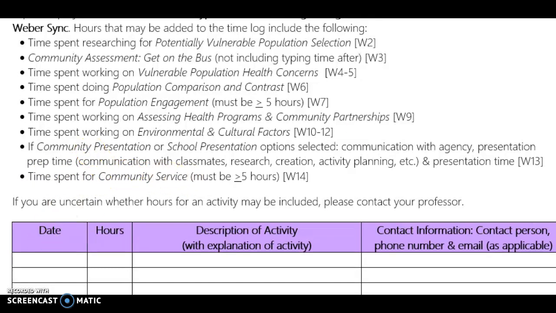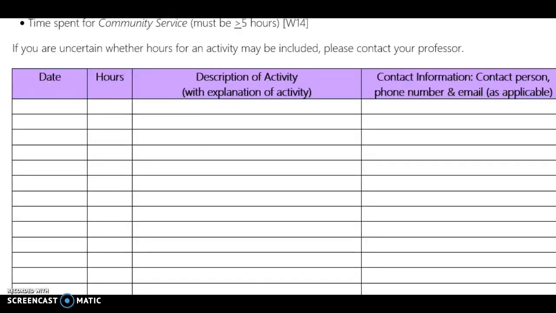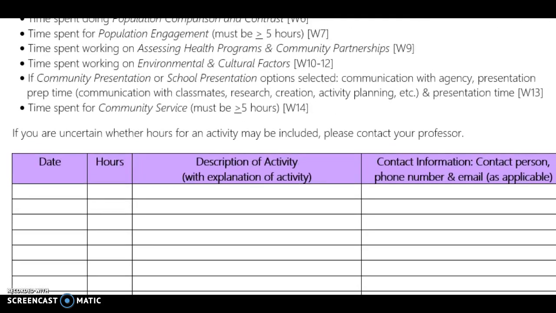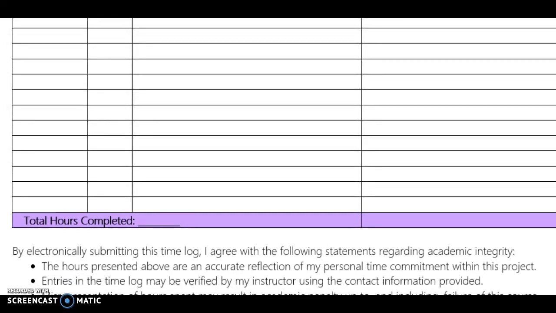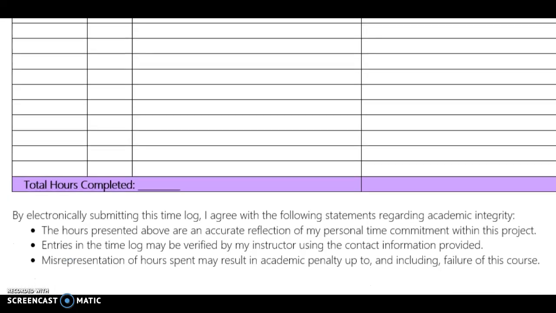But what you'll do is for all of the hours that you log, you need to put the date, how many hours you completed, a description of the activity with an explanation along with it, and then also for those that are applicable, you need to make sure you put the contact person, phone number, and email. So for example, time that you spent looking up things online for the assessing health programs and community partnerships, there won't necessarily be a contact person. But for some of those community engagement hours, there will be, and so you need to make sure you have that person listed. You put a total number of hours down here at the bottom, and that total number at the bottom is what you enter into Weber Sync.